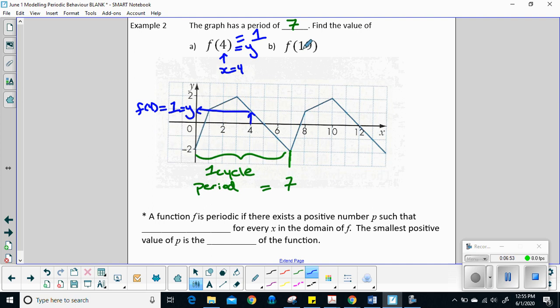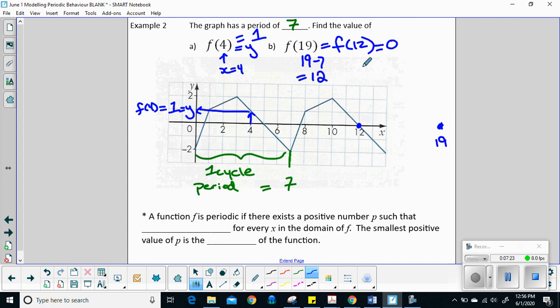Okay, how about f at 19? Oh, 19 is not on my grid. It's over here somewhere. Well, if I know a period is 7, then that means that 19 is going to have the same value as the point 7 before it. So let's figure out what 19 minus 7 is. Well, that's 12. So the function at 19 is going to be the same value as the function at 12. So it's going to be equal to a y value of 0.